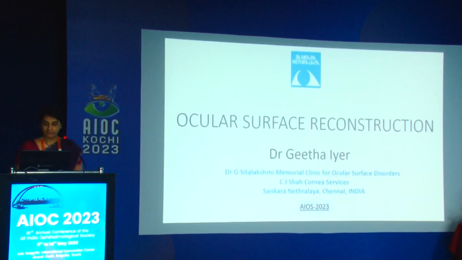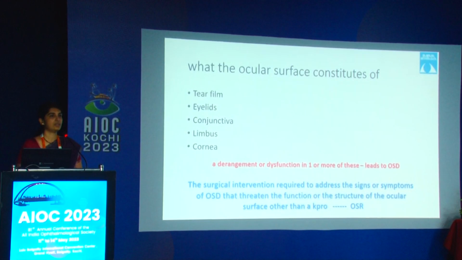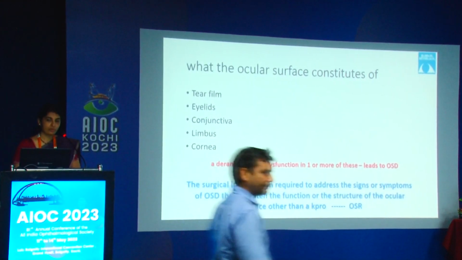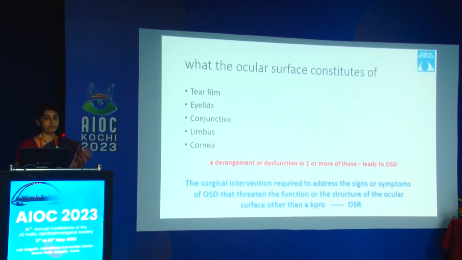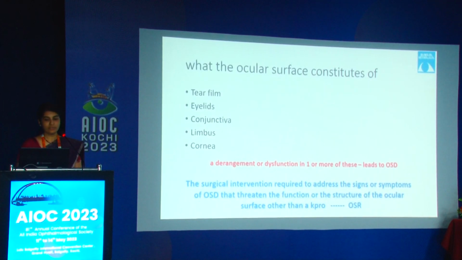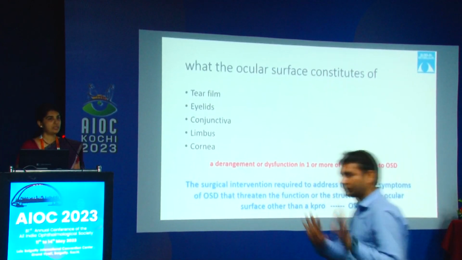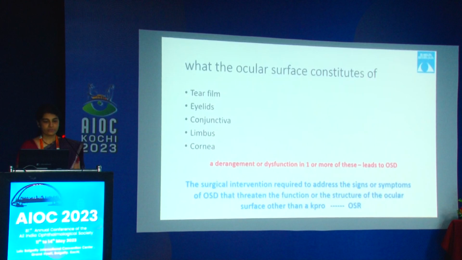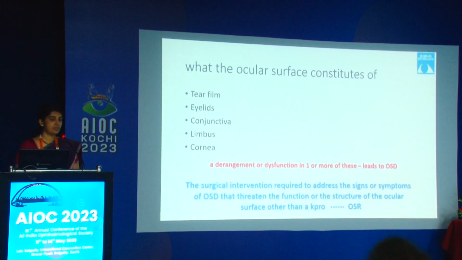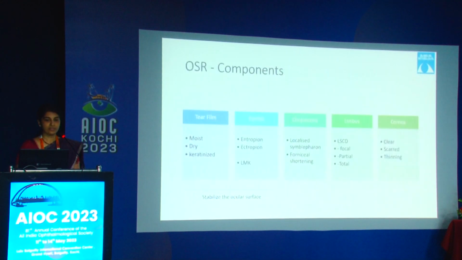We will start with ocular surface reconstruction. We all know what the ocular surface constitutes of, and it is a derangement or dysfunction in one or more of these that leads to ocular surface disorders. The surgical intervention that is required to address the signs or symptoms of OSD that threaten the function or the structure of the ocular surface, other than the use of a keratoprosthesis, is what constitutes ocular surface reconstruction.